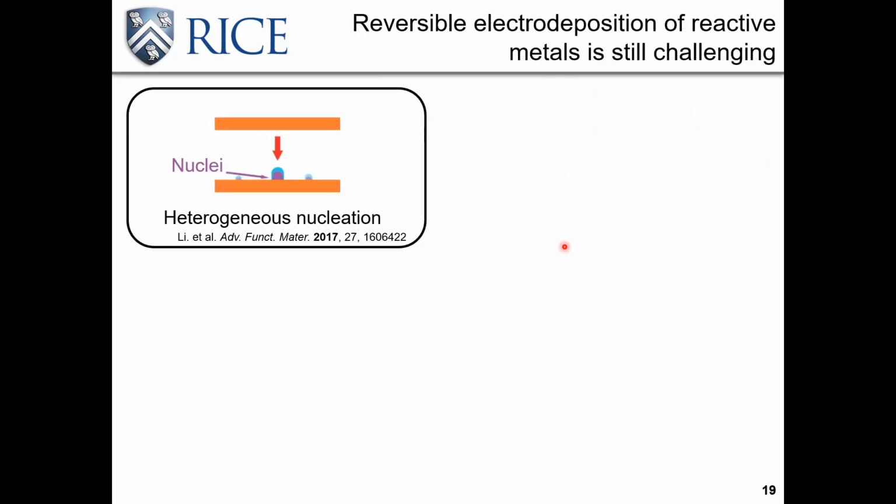However, this value can only be achieved without excess metal. Practically, it's very hard to control the electrodeposition of this type of reactive metal. Here, we use lithium metal as an example. As you can see, due to the lattice mismatch between the current collector and the lithium metal, there is a large lattice mismatch, and it causes a nucleation overpotential and induces the formation of nuclei as shown here.